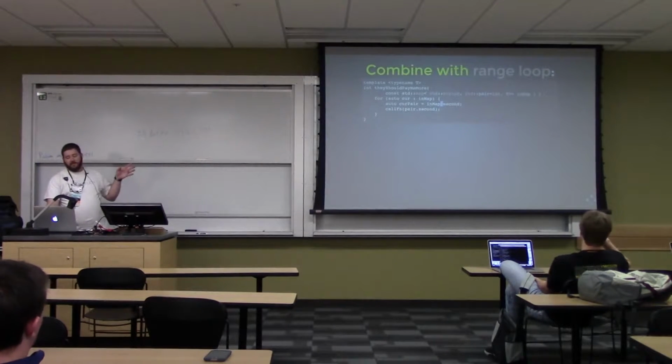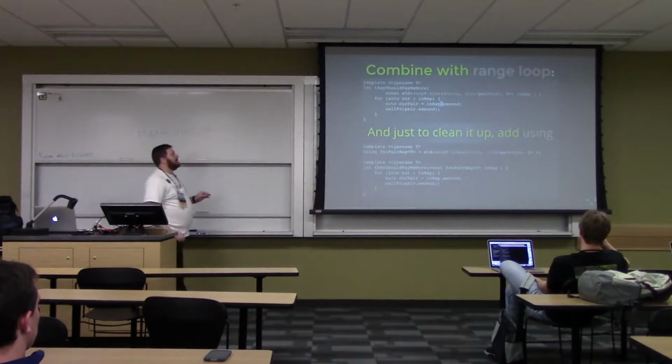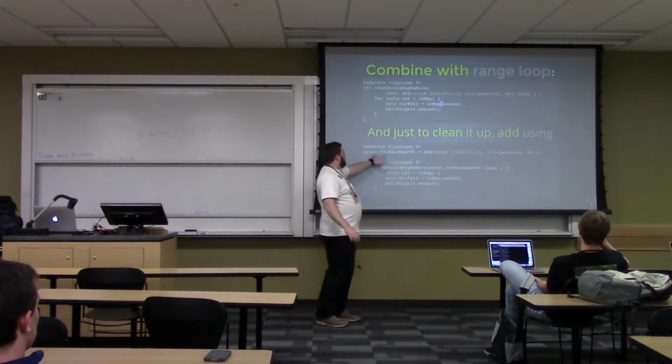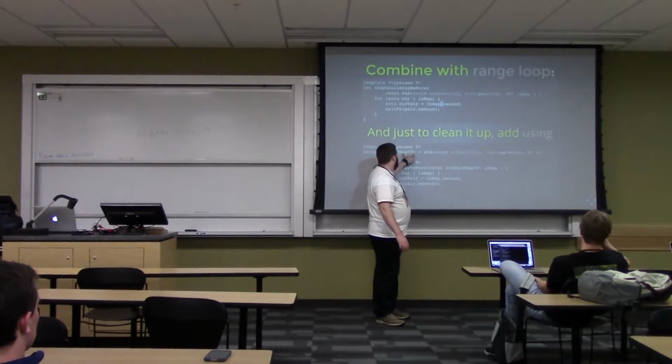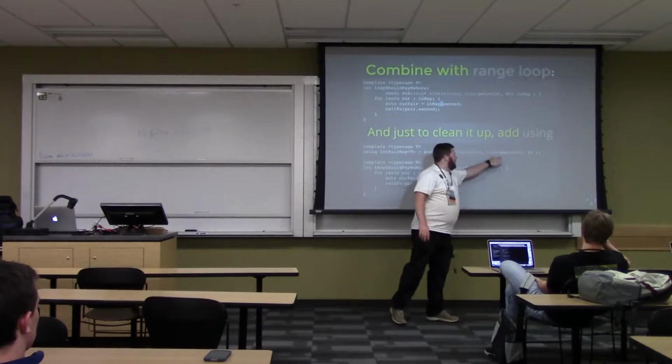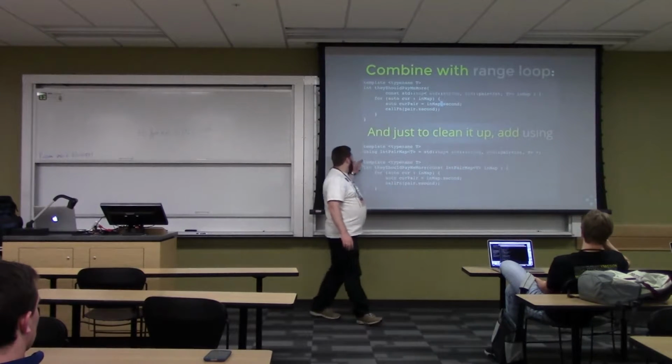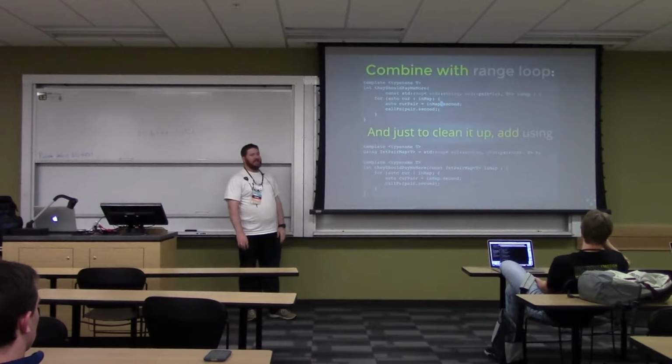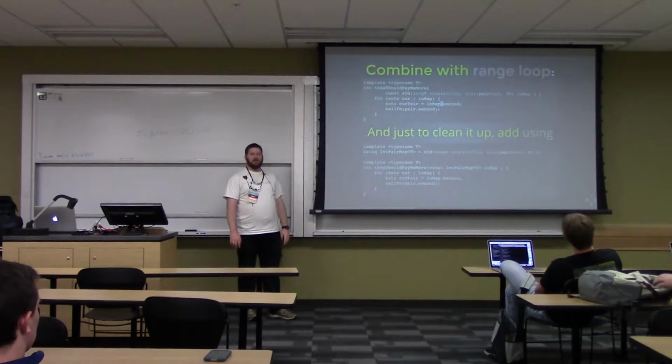Way cleaner. And now let's use using to clean it up a lot. Say, okay, we have an int pair map of type T with that whole long thing. And now look what we've got. Is that a little more readable than the previous one that we started with?